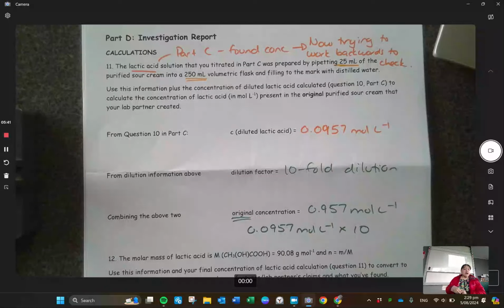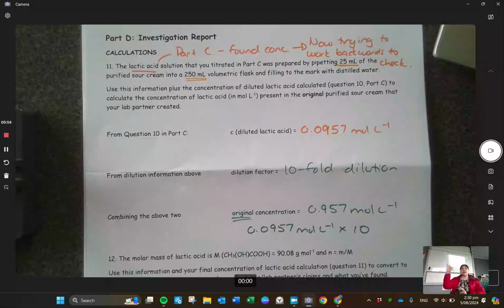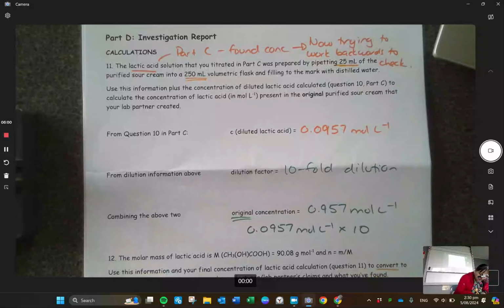All right, now we have to keep in mind that the data I collected is in moles per liter, but the concentration that I'm comparing it against is in grams per liter. So I need to convert from moles back into grams. So this step here is to convert from moles per liter to grams per liter.